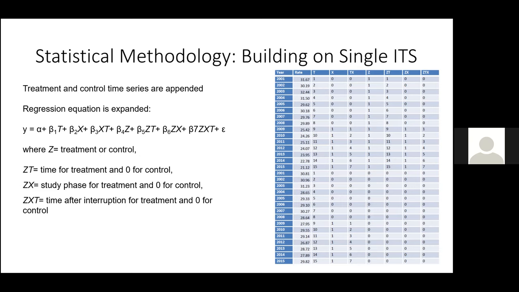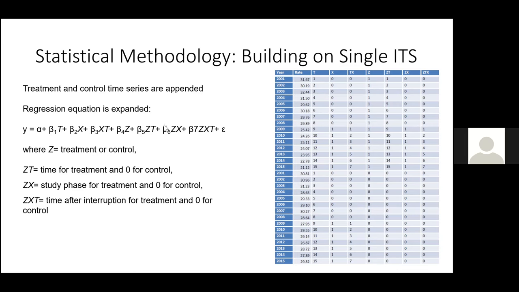This is going to be one for treatment and zero for control. So you are interested in the time, in the slope. You're interested in the slope before the intervention, comparing the treatment series with the control series.